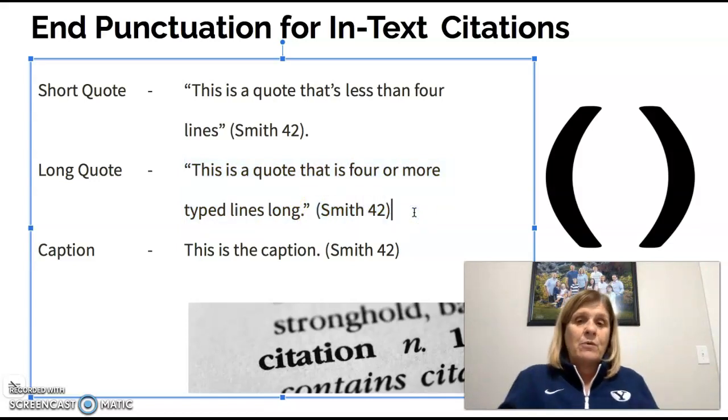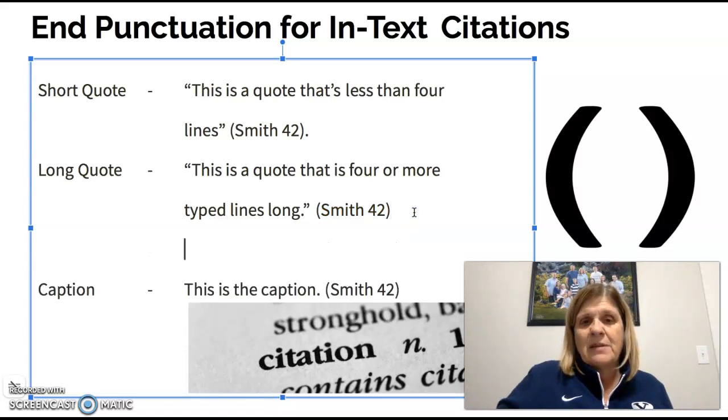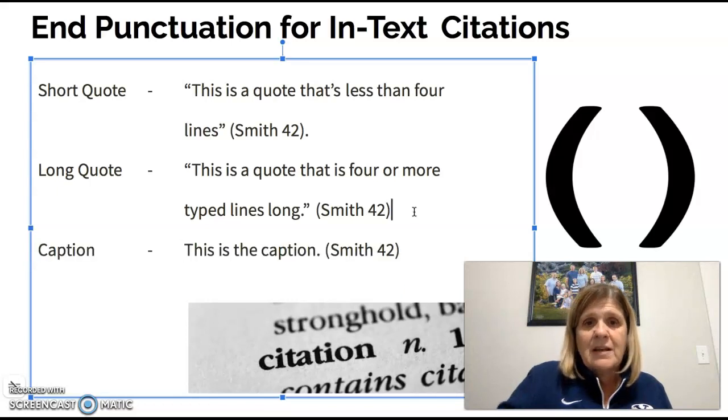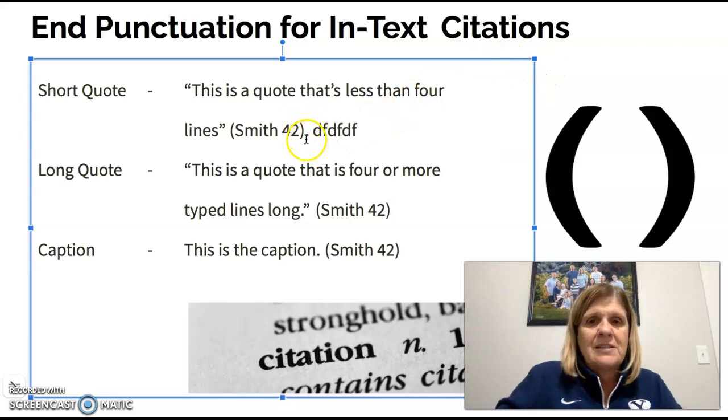And the reason they do it that way is when you go to discuss it, like you'll have to go to the next line to discuss it. So it separates the citation from whatever is coming next in the typed work. So like here, you could go on typing here. So you want the period to separate this stuff from what you're saying new here.